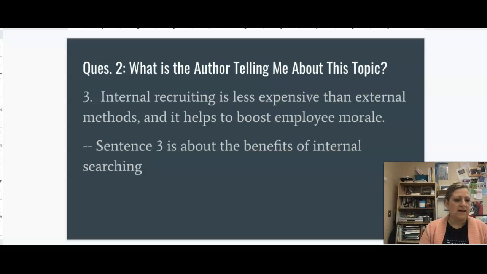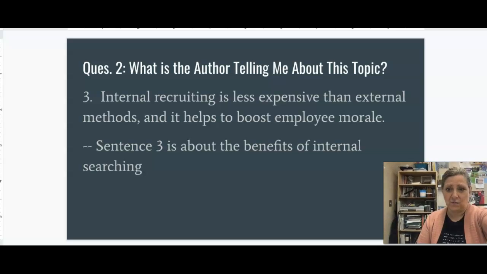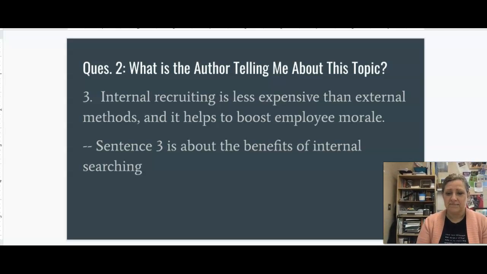And if employees think that they have a chance of being perhaps promoted, that increases employee morale, M-O-R-A-L-E. Morale means like their happiness about being there. If their morale is low, if you've ever worked for a company where the boss was terrible and everybody hated working there, then you might have low morale.